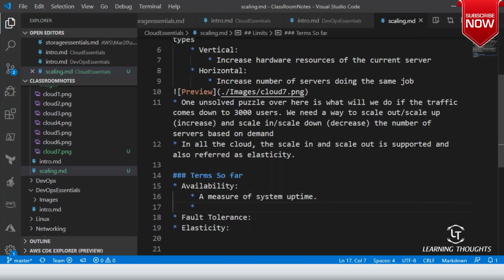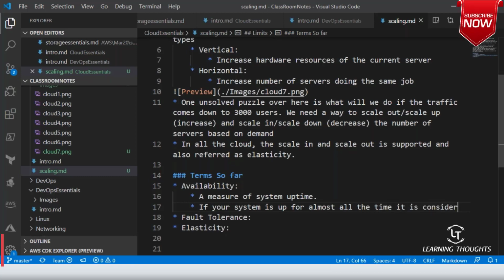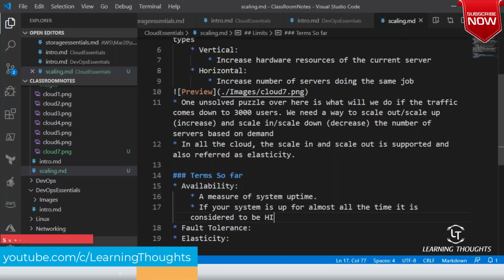Okay. More available. If your system is up for the majority of the time, or I'll put it this way, almost all the time, it is considered to be highly available. What is it? Highly available.